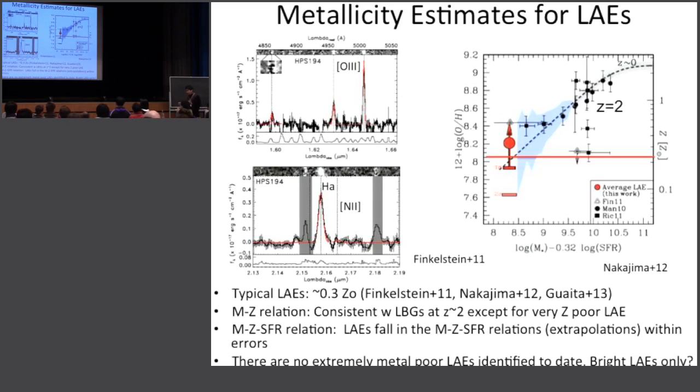So one of the reasons is that we can detect such strong lines only for the very bright population of the Lyman-alpha emitters. So that's why we think the metallicity is pretty comparable to that of Lyman break galaxies. So maybe we need the lensing technique or stacking technique to get the more average metallicity of the Lyman-alpha emitters.